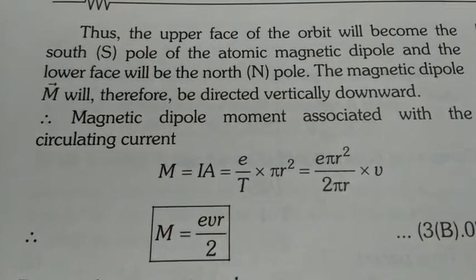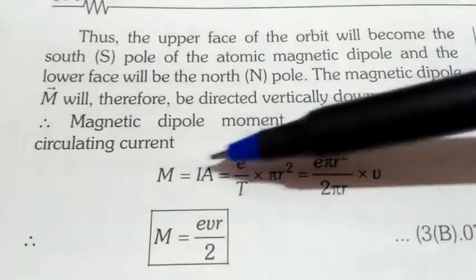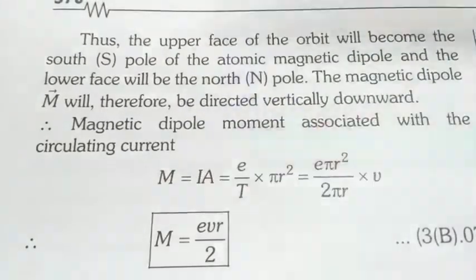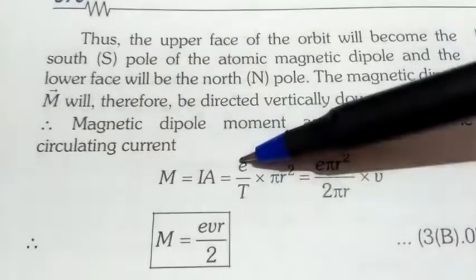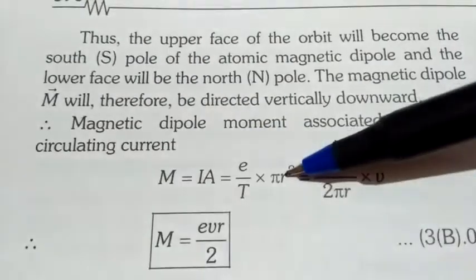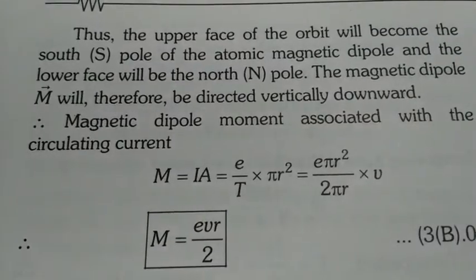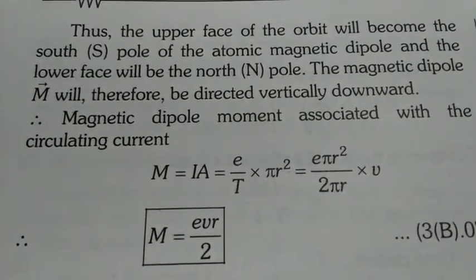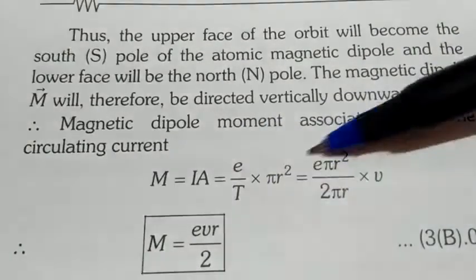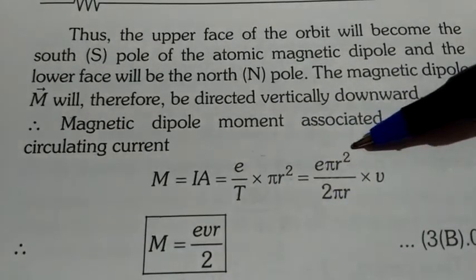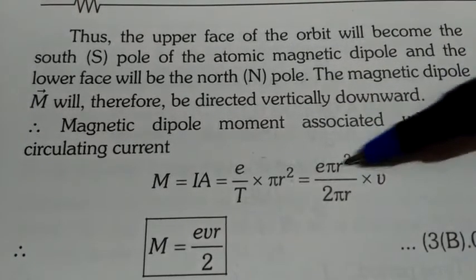So vertically downward direction. The magnetic dipole moment associated with the circulating current will be M equals I into A. By putting the value I equals e upon T, charge per unit time, into the area pi r square, and when we put the value of time T, 2 pi r upon v, we have rearranged this like this: M equals e pi r square upon 2 pi r by v. Why did this come here?